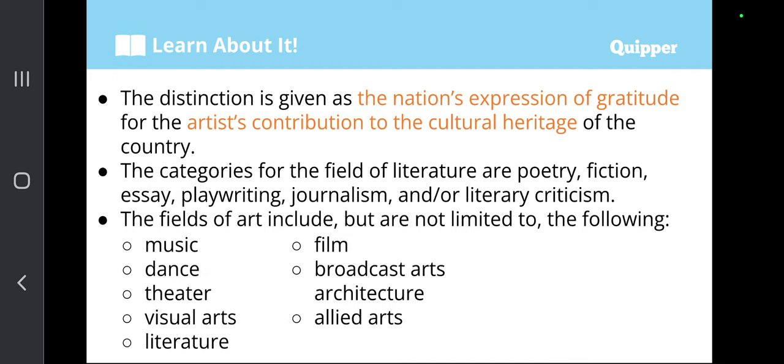So those are only a few. No, it is not limited to only these fields of art, but it could be the basis. So we have so many national artists already coming from these different fields of art, right? We have from music, dance, theater, so on and so forth. Meaning to say, these individuals who are given or bestowed the recognition as national artists for the following have really contributed to the cultural heritage of the country, of the Philippines.